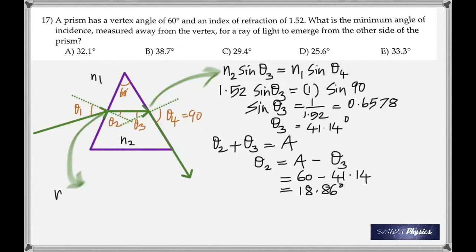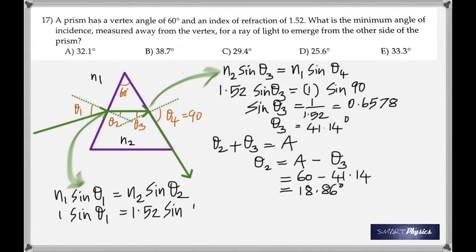Theta 2 is 18.86 degrees. And then I apply Snell's law at the first phase to find theta 1. So you get 29.4 degrees.